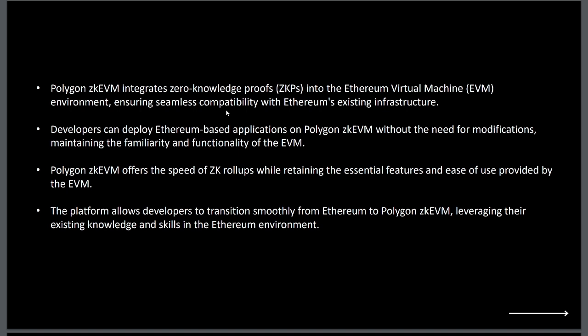This makes it incredibly easy for Ethereum developers to transition their applications to Polygon ZK EVM without needing to learn new language or frameworks. You can simply deploy your existing Solidity code and start benefiting from faster transaction and lower fees. So Polygon ZK EVM is leveraging ZKP to offer the speed and scalability of ZK rollups while still retaining all the essential features of the EVM. This gives developers the best of both worlds, right? The speed and scalability of ZK rollups combined with the familiarity and functionality of the EVM.